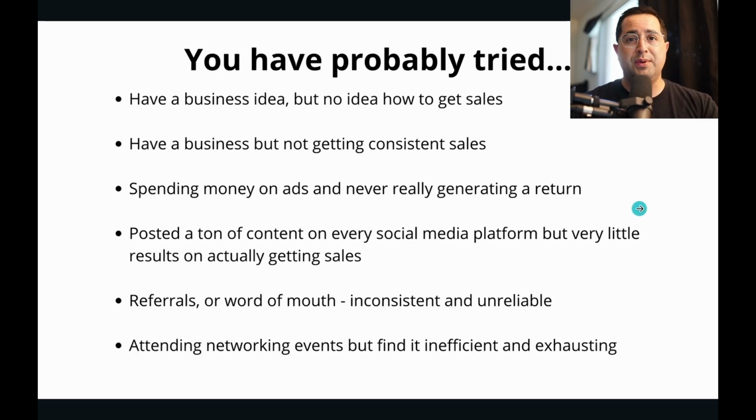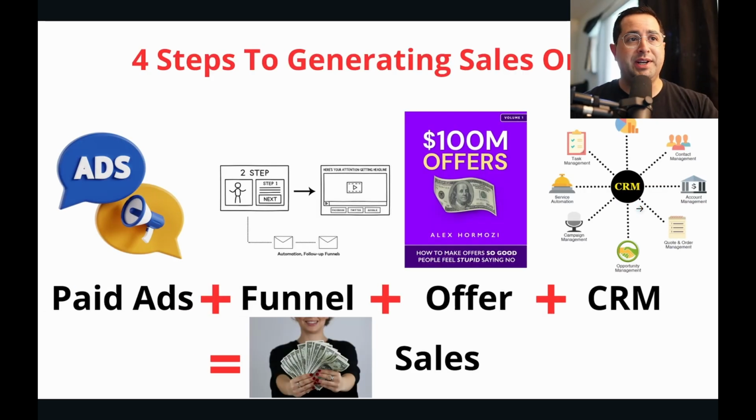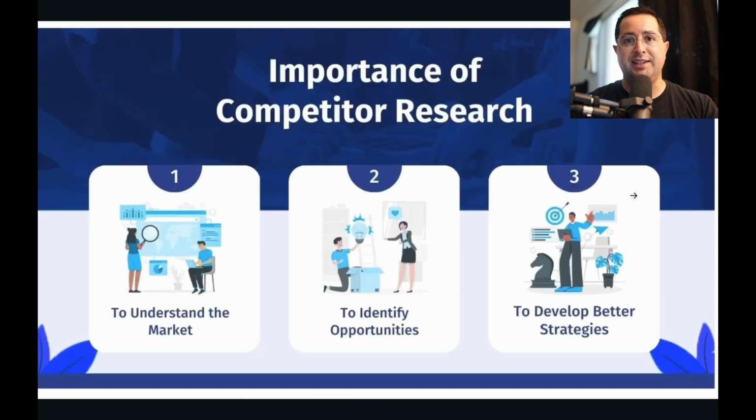So this is my four-step process of how to make money online. These are the four things that you need. You need paid ads, a funnel, a really good offer, and a CRM, and that's how you can start getting consistent sales online. Let's break it down.